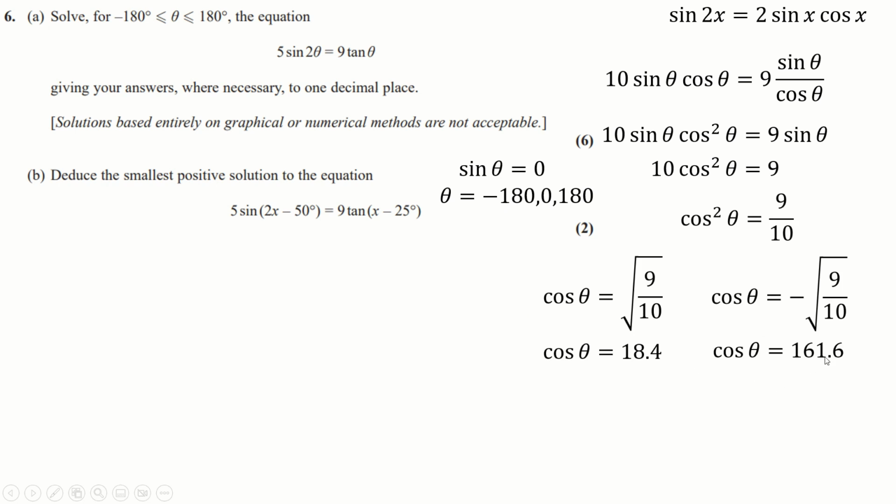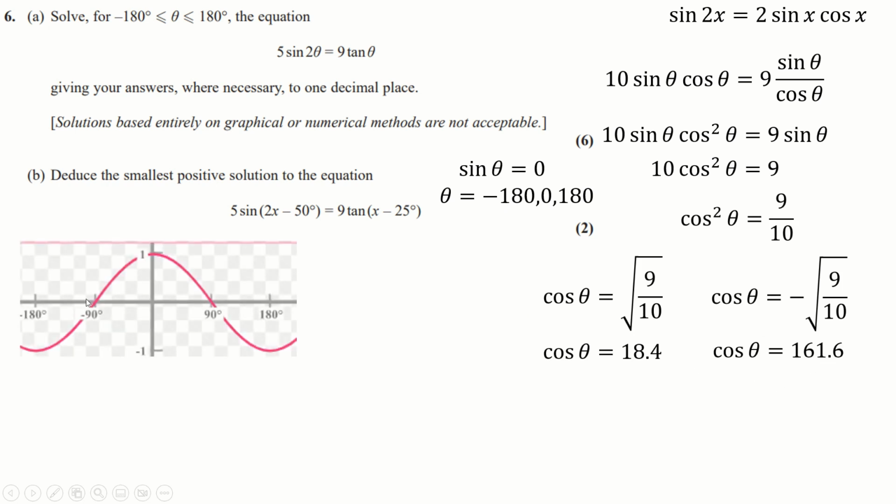And now we just need to look for any other solutions. If we draw the cos graph between minus 180 and 180, we get this. This is like root 0.9, which is quite a big number. It's quite close to 1. So we're looking for intersections with this line here. And of course, the calculator gave us 18.4, but there's also minus 18.4. And likewise for this one down here, minus root 0.9.